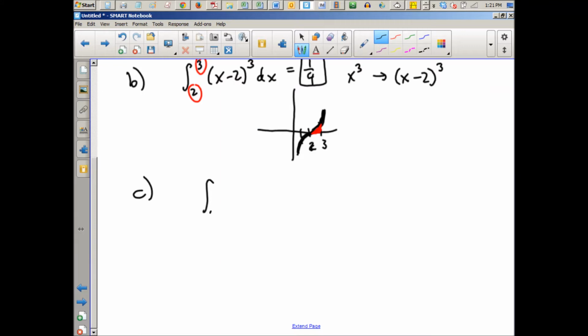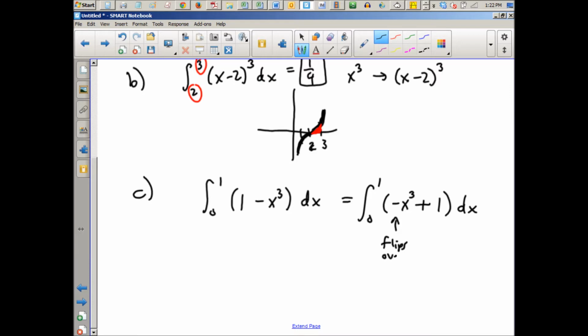Next one says integral from 0 to 1, 1 minus x cubed dx. Okay, so you might want to write this to help you understand it better. You might want to write it as negative x cubed plus 1. Right? What happens to a function when you multiply it by a negative? Flips it, right? And then what does that plus 1 do? So yeah, this flips over the x-axis. What does the plus 1 do?